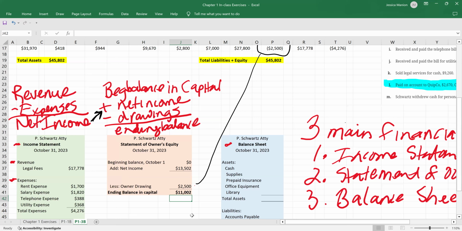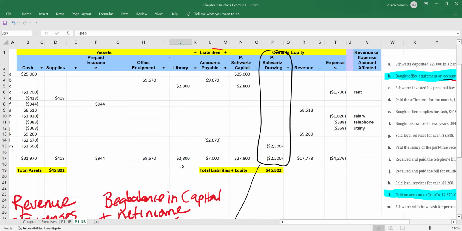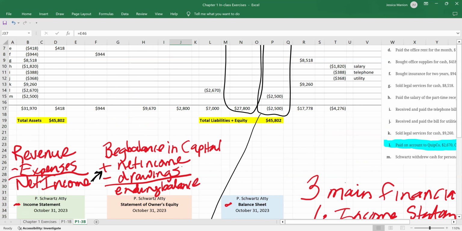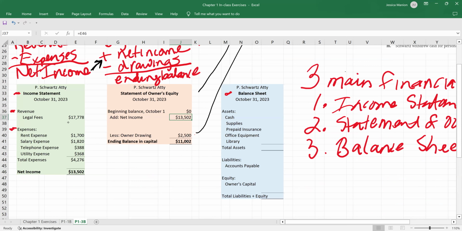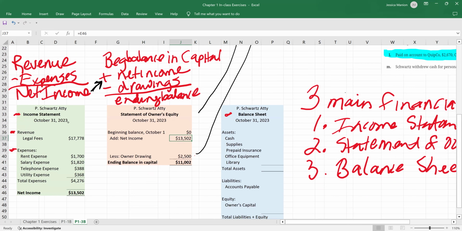One thing that I didn't do here, and I forgot about this with that beginning balance, is we need to add in the investment. So let me add that real quick, because I forgot about the owner investment. When it's a brand new company, we also have that owner investment. So let's add that in too. That is one step I forgot to add in.